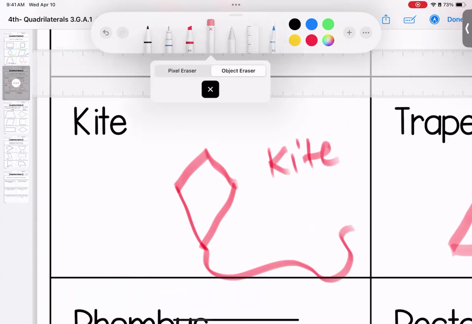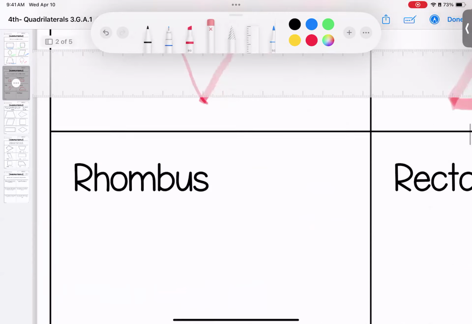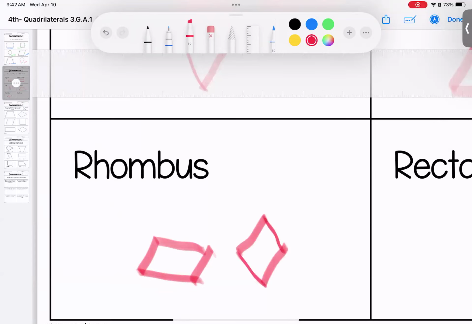Now remember, there is no actual line. It helps you to get the image. Rhombus, that's our lazy square. So we have four sides that are the same. Could also draw it this way. It does not have to be this way like a diamond. Either one would be fine. A rhombus, four sides that are the same length, but it has a little bit of a lean.